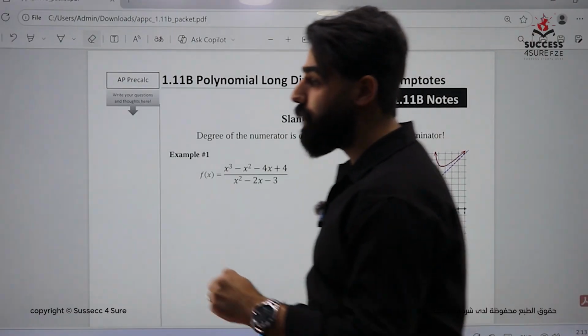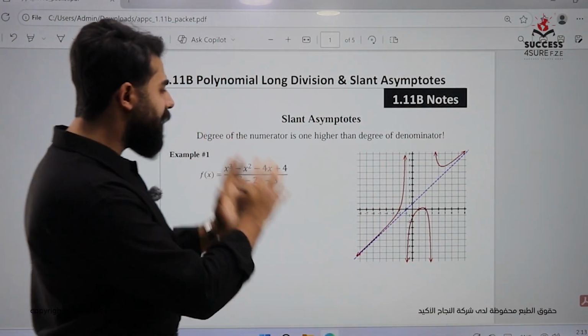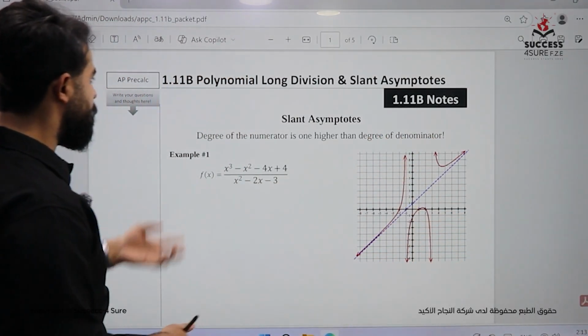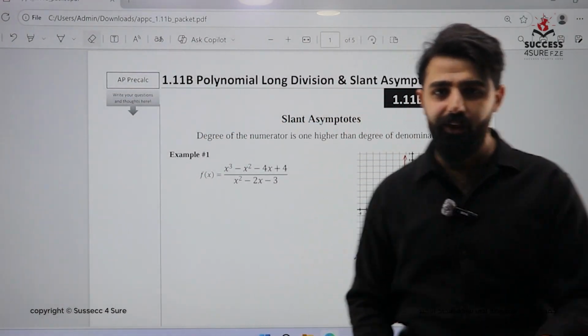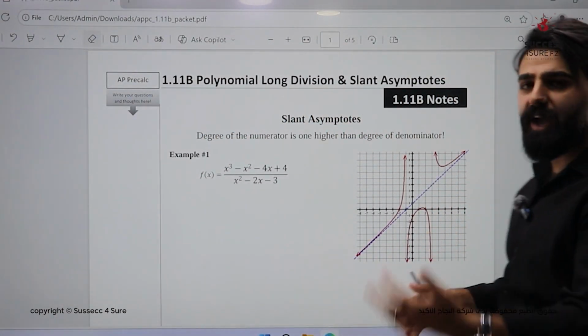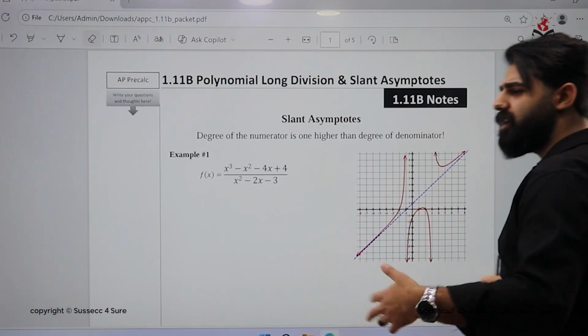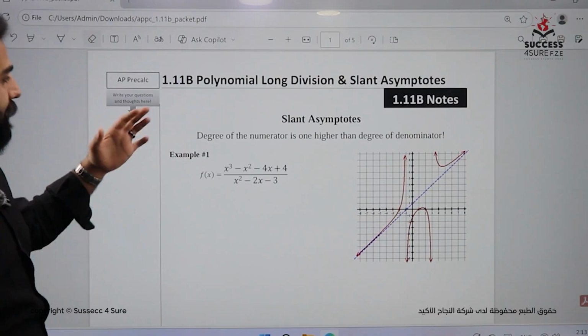If you can remember, the end behavior was the value the graph or the function approaches as x approaches infinity or negative infinity. In mathematics, we have a linear function, a linear line, that describes the behavior of the function as x approaches infinity or negative infinity. And that linear line, we call it the slant asymptote.